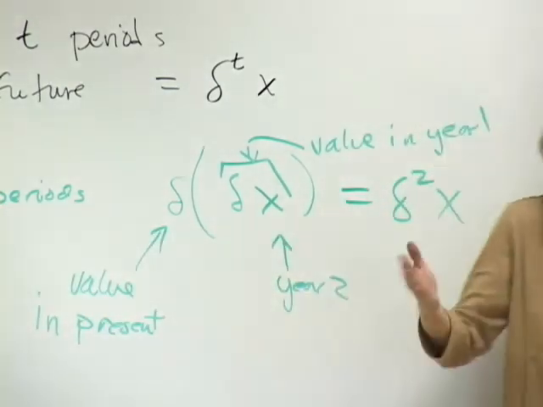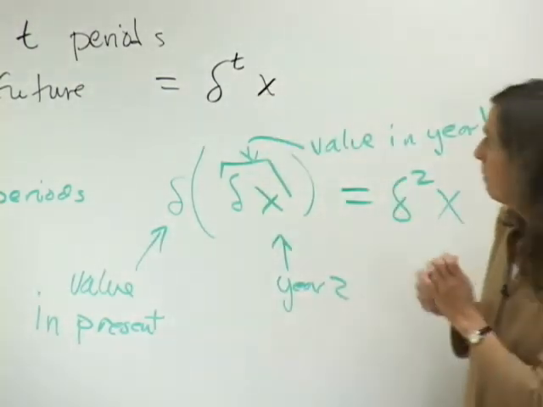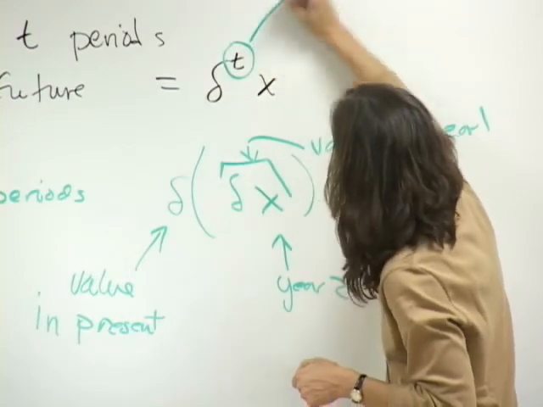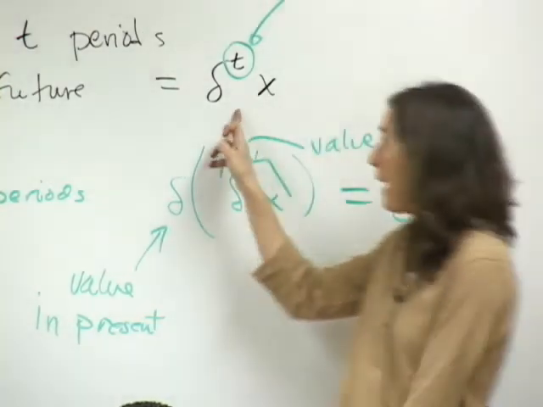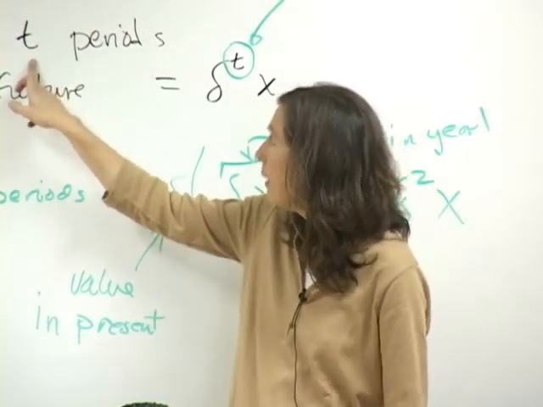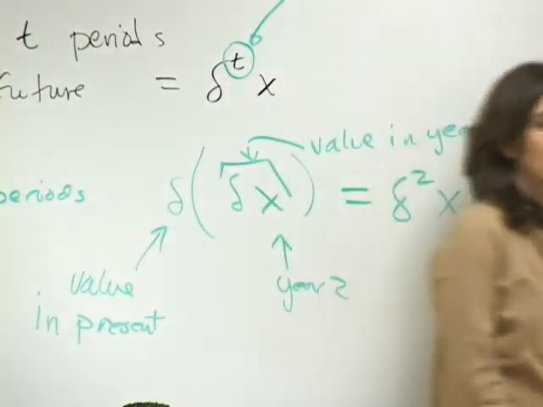3 years, the same story. Any number of periods, this is how you account for it. You raise the discount factor to the power represented by the number of rounds you have to wait for the benefits. Okay.